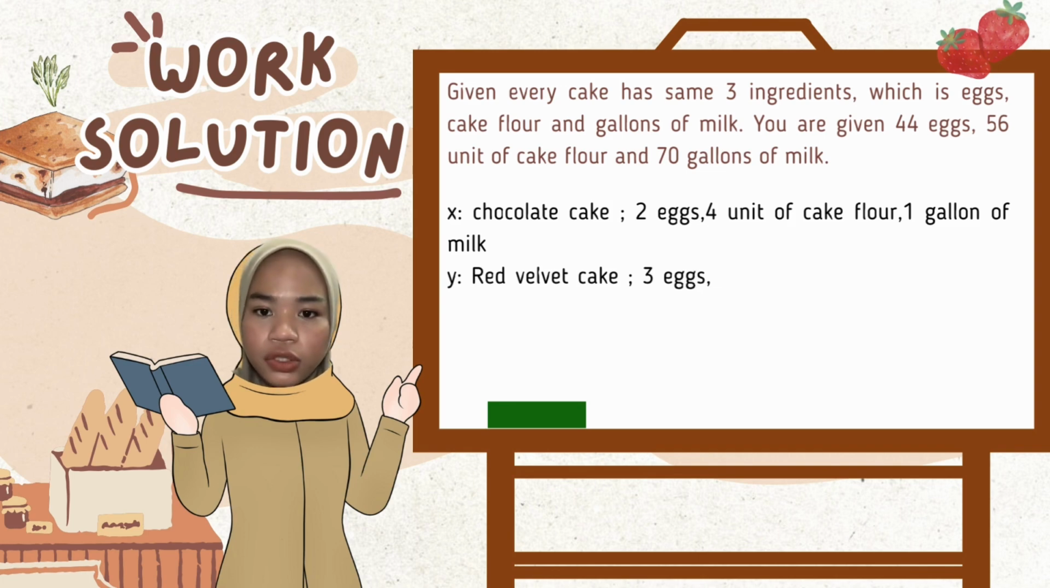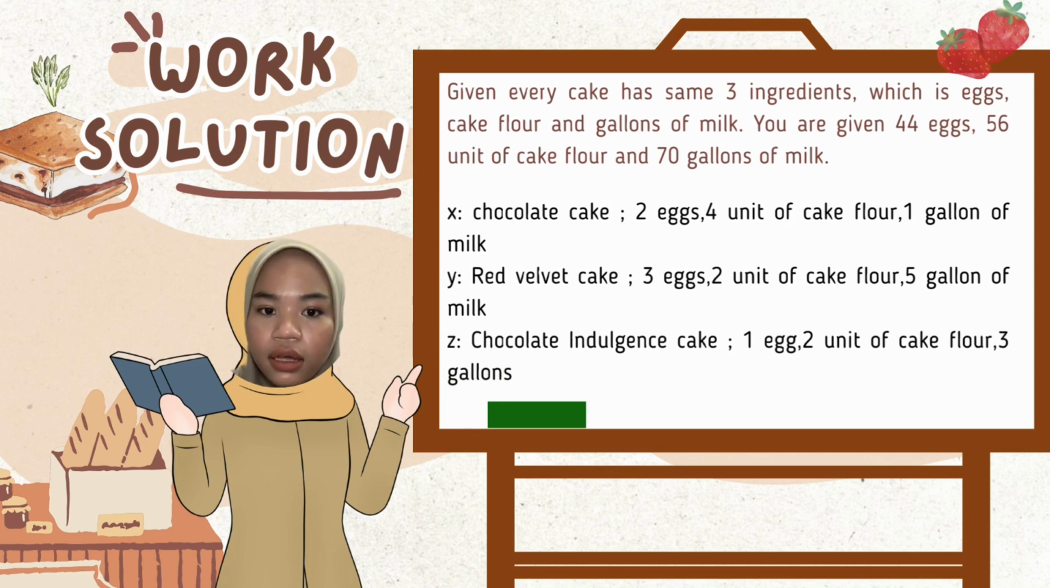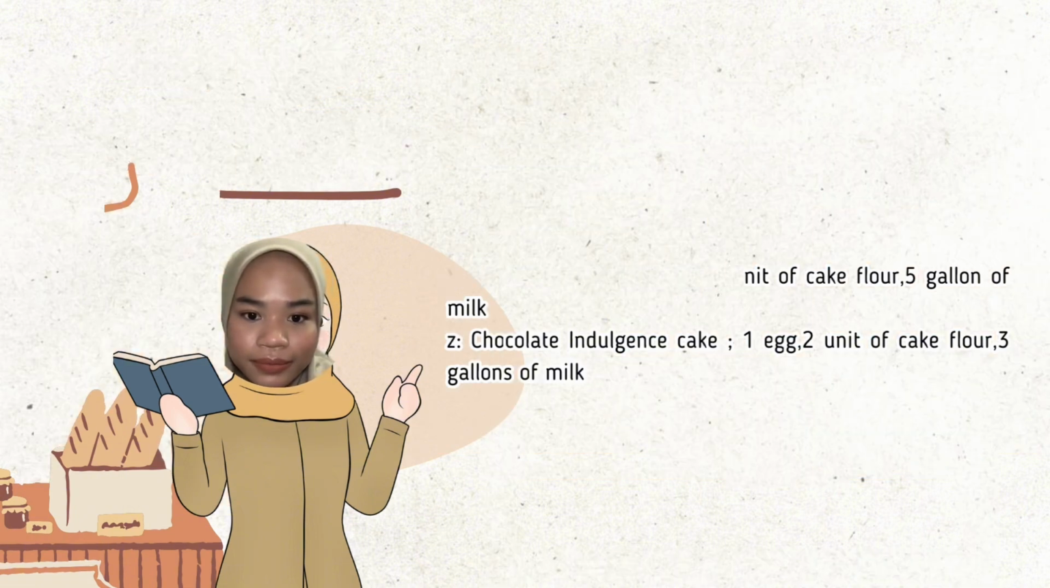Let's say X is chocolate cake and needs 2 eggs, 4 units of cake flour, and 1 gallon of milk. Y is red velvet cake, needs 3 eggs, 2 units of cake flour, and 1 gallon of milk. Z is chocolate indulgence cake, needs 1 egg, 2 units of cake flour, and 3 gallons of milk.